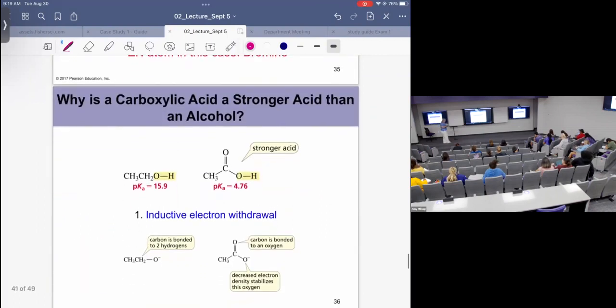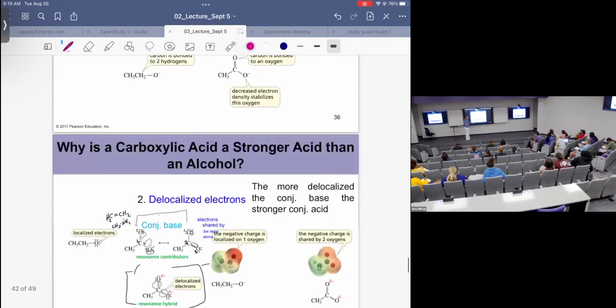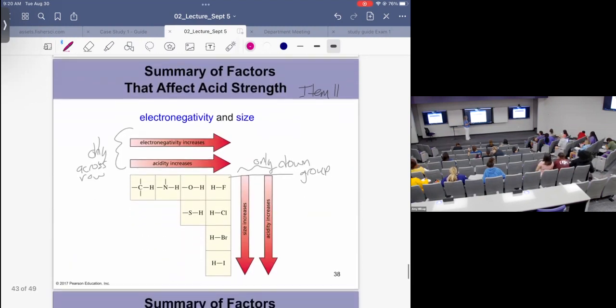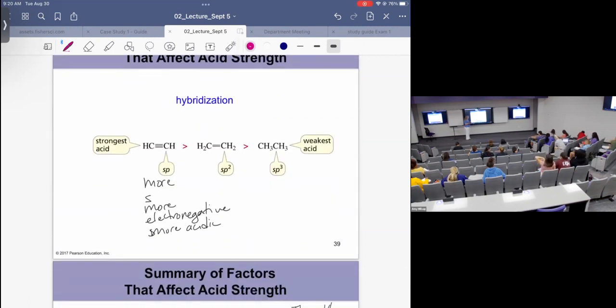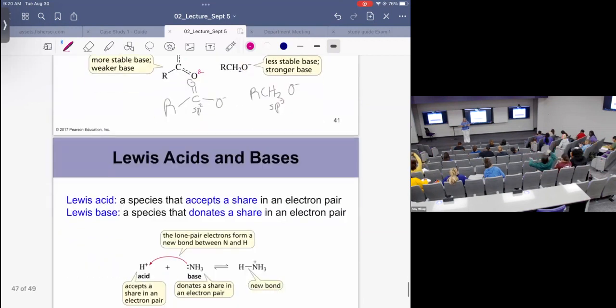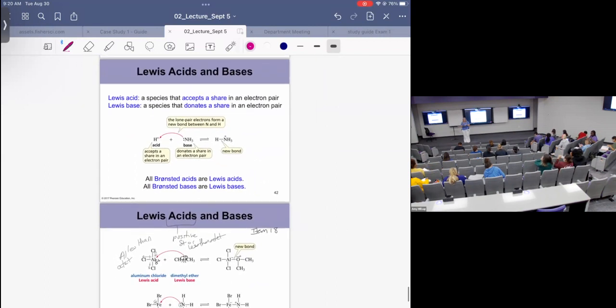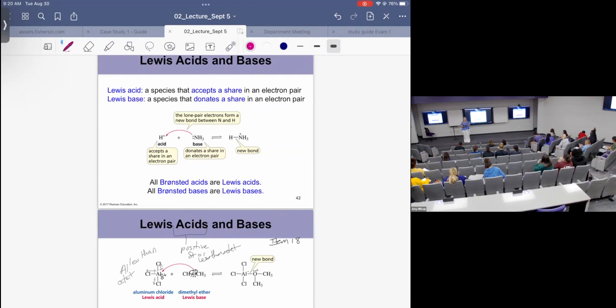The rest is some review on why carboxylic acids are more acidic than alcohols, a summary of the periodic trends, how hybridization affects acidity, and how proximity, how electronegative the atom is, and how many electronegative atoms there are affect acidity. The only thing that is new that we're going to cover next is looking at some non-protic acids. Anything that I cover today will be on the test.